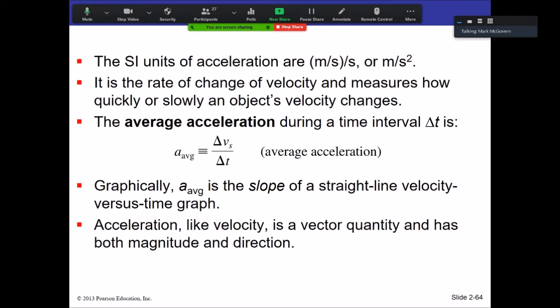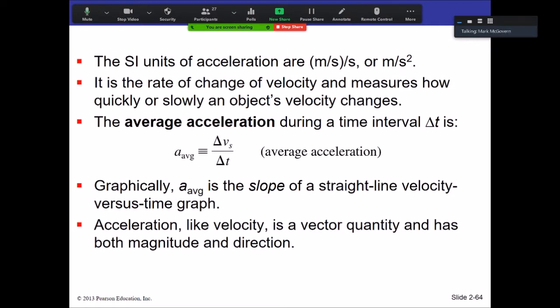The definition of acceleration is the rate of change of speed over time. So that would be a delta V over a delta T, which is a slope. Right? That means accelerations can be gathered from looking at the slopes of velocity versus time graphs. Now, the velocity versus time graphs would need to be straight lines.